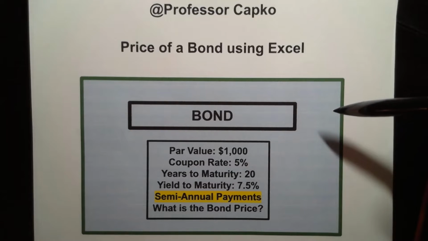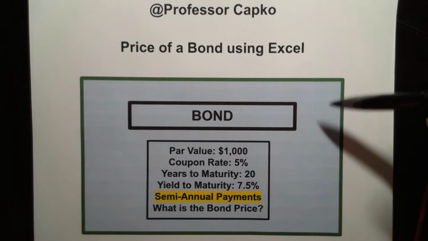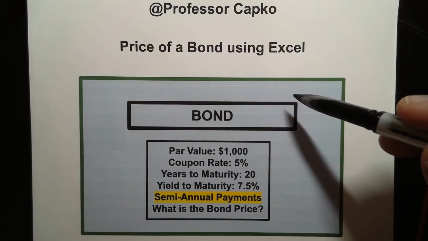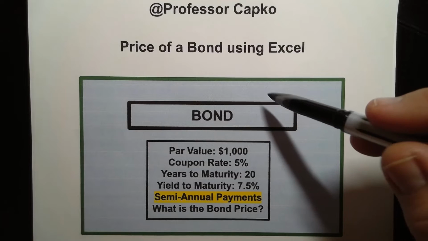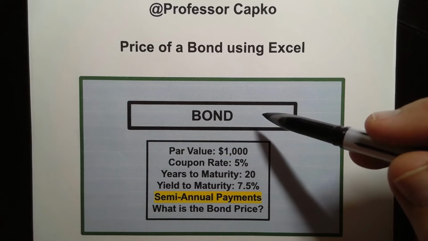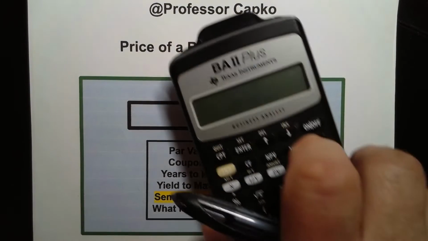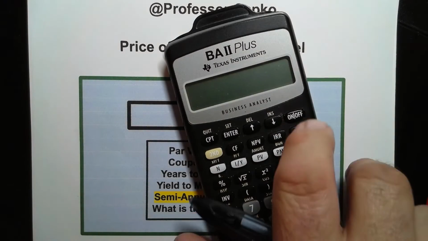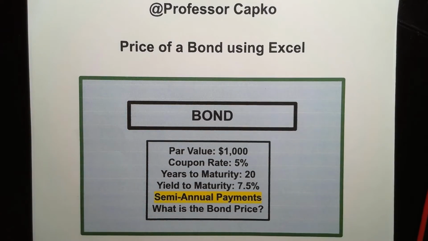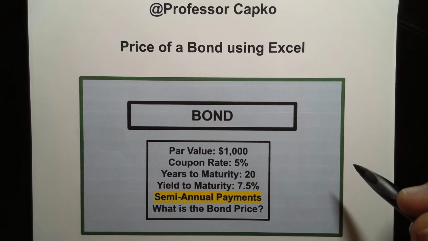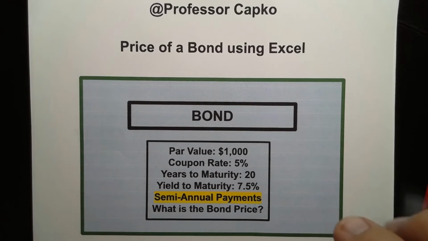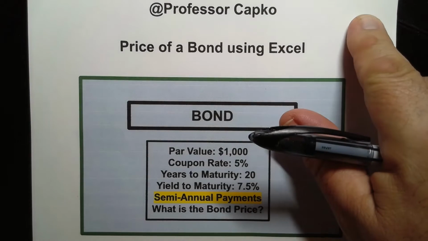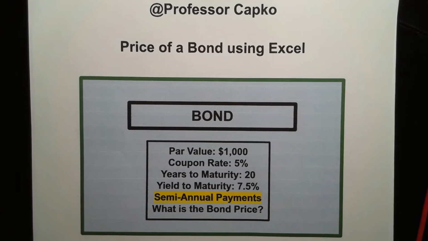As you may have seen, I have done some videos on calculating the price of a bond, and I've done it using a financial calculator such as the Texas Instruments BA II Plus, which looks like this. And I have shown how to do it with just a formula as well. If you want to see the original bond video on how to do it with the BA II Plus, I've got that linked up here for you to take a look at.